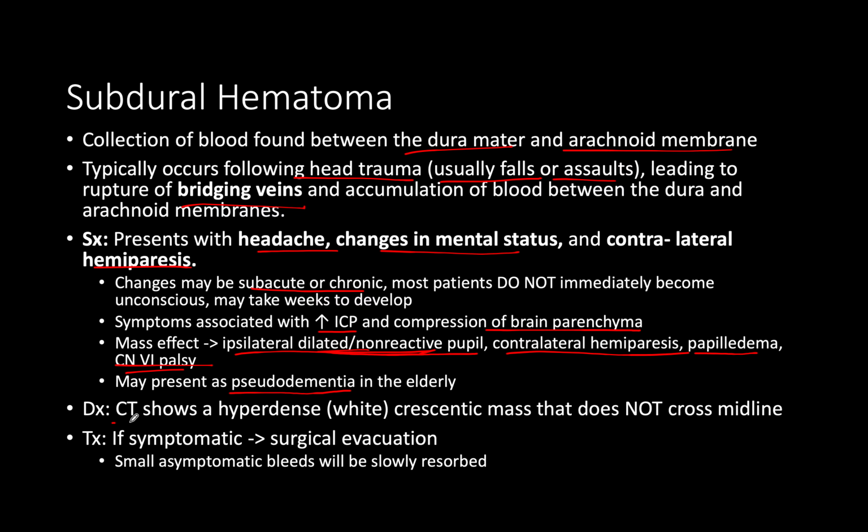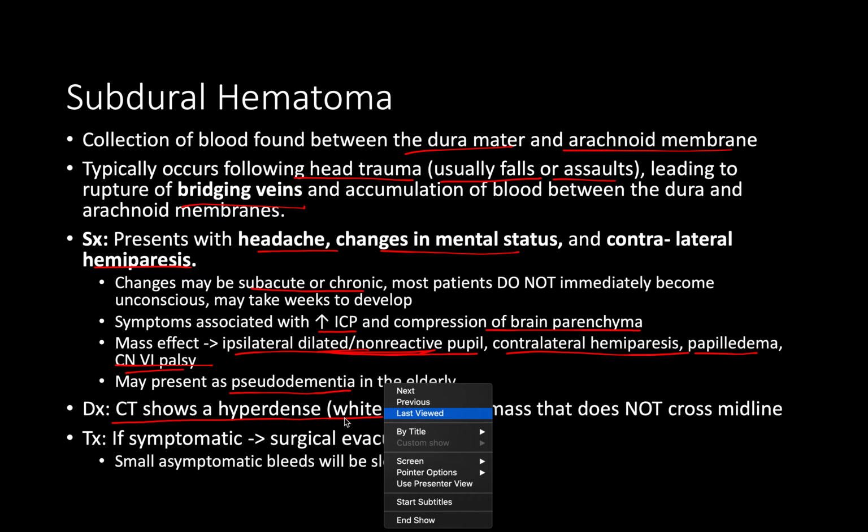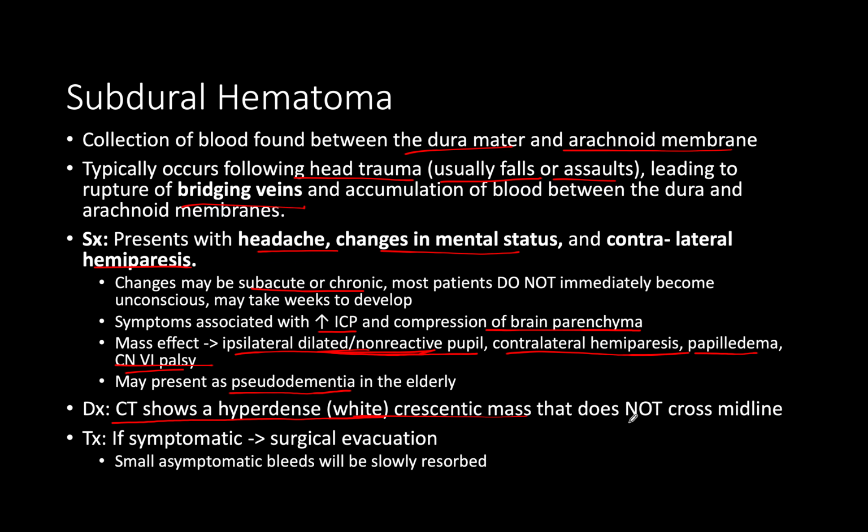On CT, we're used to seeing what this looks like, that hyperdense crescentic mass that does not cross the midline. It should be really just localized to one side of the brain. If these patients are symptomatic, we can do a surgical evacuation. But small asymptomatic bleeds, these would be slowly resorbed. So a lot of patients that have a fall will automatically get a CT scan. If you identify a subdural on a CT scan, but your patient's asymptomatic and it's not a lot of blood, you may just watch and wait with close follow-up.